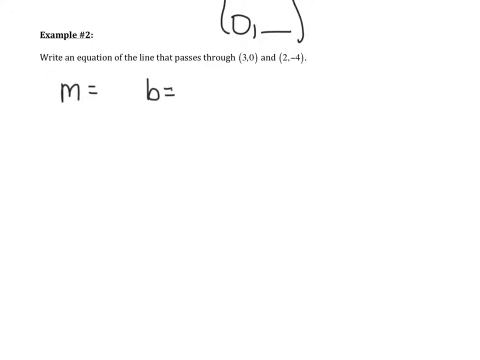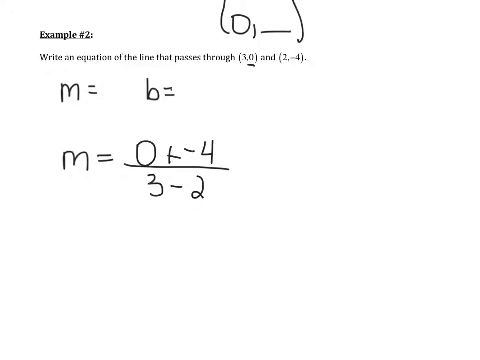So that's what I'll do first. I'll use the slope formula, y2 minus y1 over x2 minus x1. Since I'll start with the 0, I'll start with 0 on the top, so 0 minus negative 4, the other y value. Since I started with 0 in the numerator, I'm going to start with 3 in the denominator, since it was the corresponding x value that went with 0. So it'd be 3 minus 2.